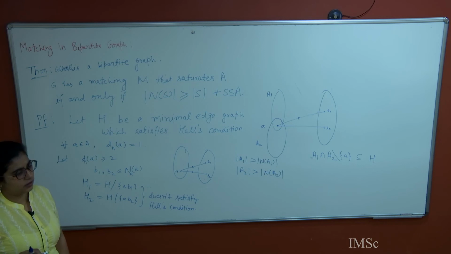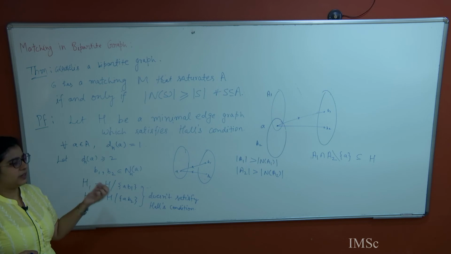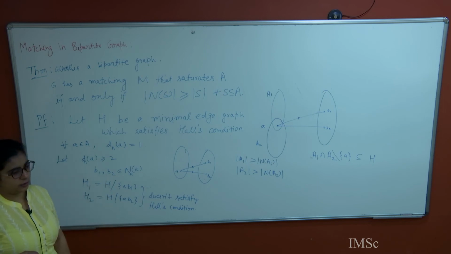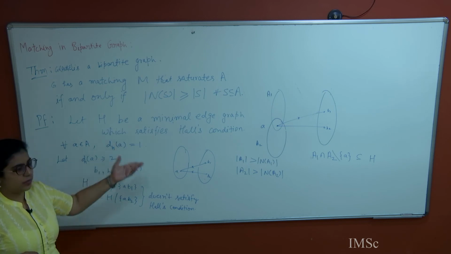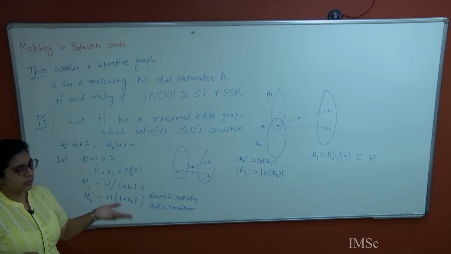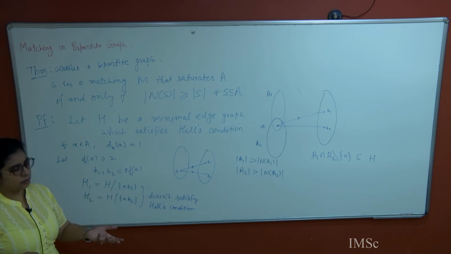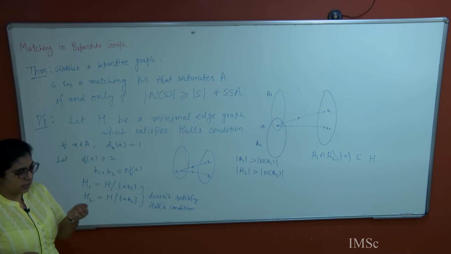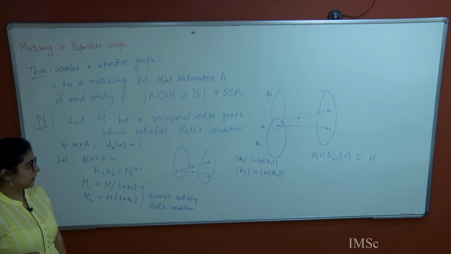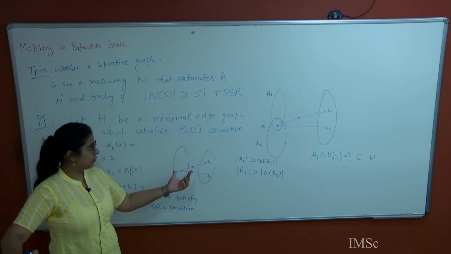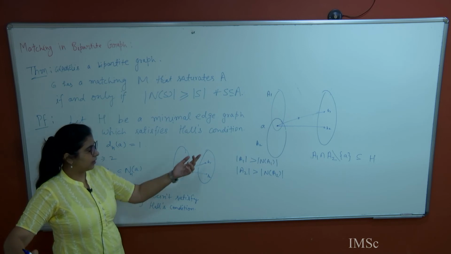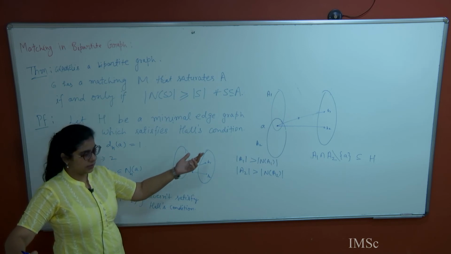So once again, a minimal edge graph which satisfies Hall's condition means that if you remove one edge, then it does not satisfy Hall's condition anymore. This is not maximal, this is minimal. After adding an edge you may still satisfy Hall's condition, but if I remove any edge, then it will not satisfy. So that is what we are showing now, that if you remove one edge, then Hall's condition fails somewhere.